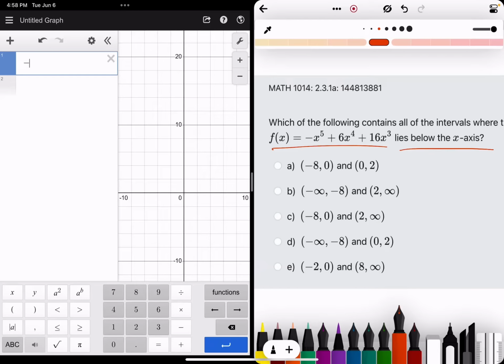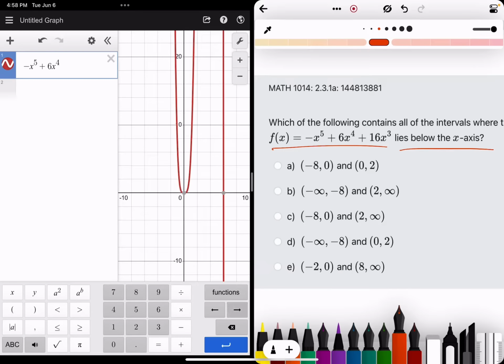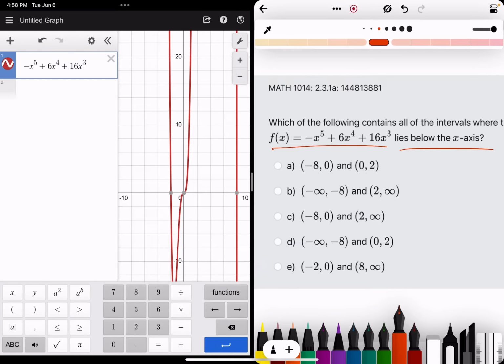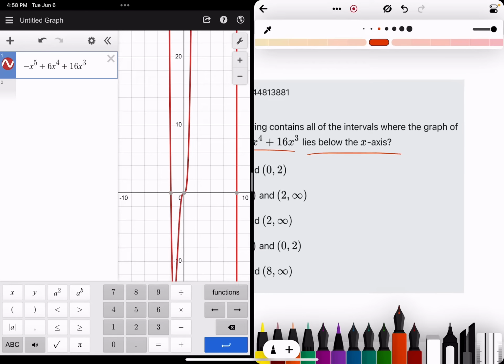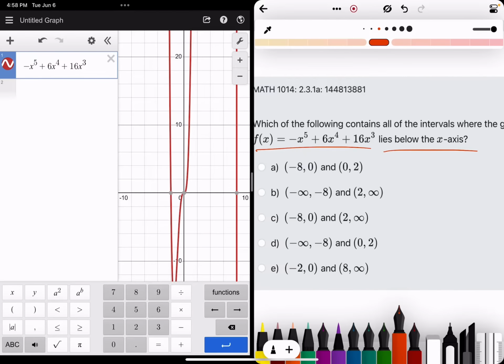So starting off by graphing this real quick in Desmos. There are ways of doing it in Excel too. If you are able to use Excel, which I'm not sure if you are or not, let me know and I can show you how to graph something like this in Excel. So graphing this function, we are looking for all the intervals where the graph lies below the x-axis.